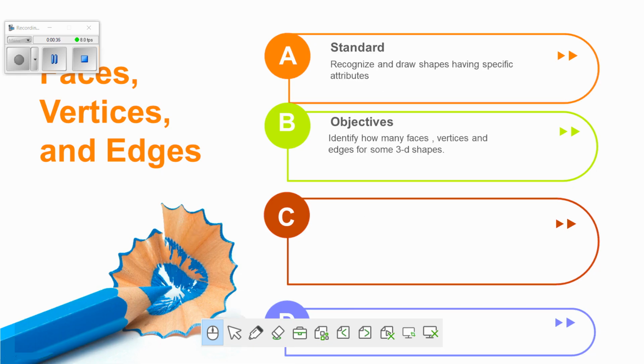Our objectives: students will be able to identify how many faces, vertices, and edges some 3D shapes have. Yes, but we wanted to know more about them. So, focus with me.